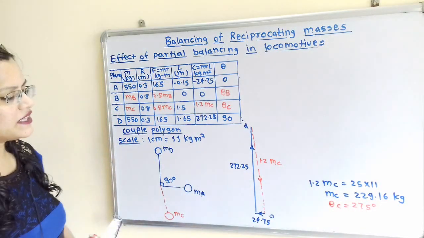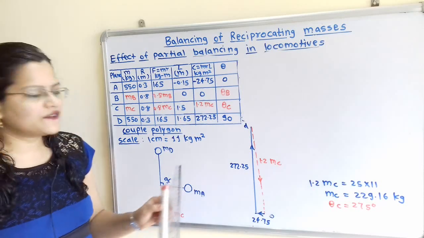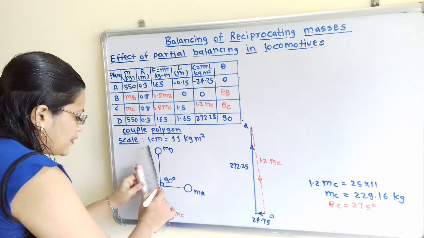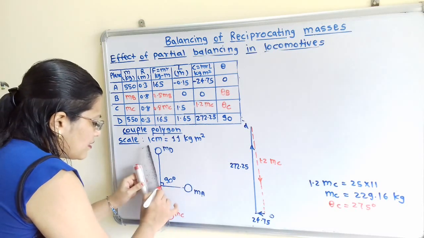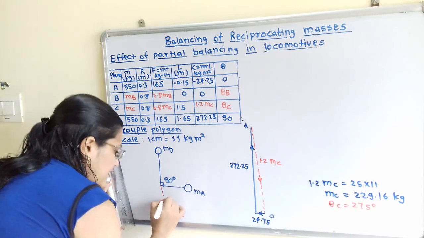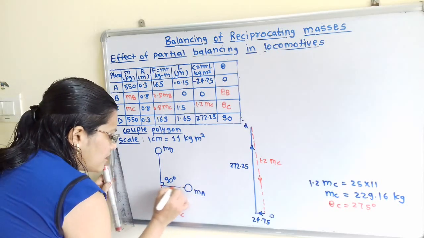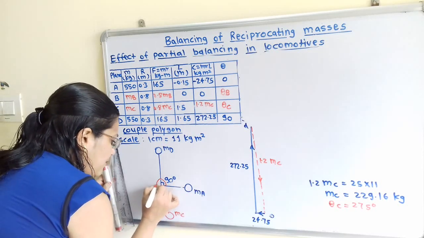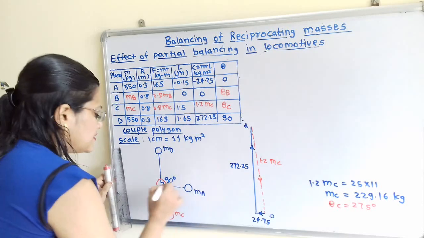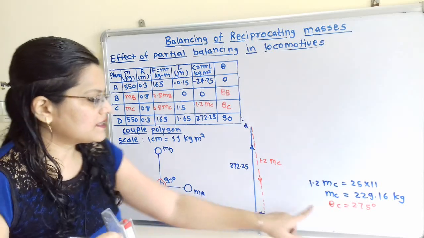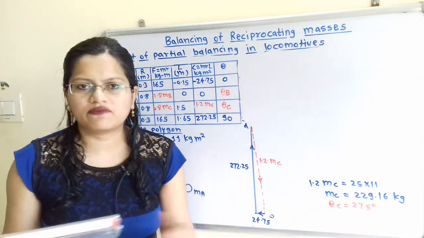Now how to measure the angle? I will transfer this line as it is in this diagram. So this is the direction, in the downward direction we have to show, and we have to measure the angle from this 0 degree. If I measure this angle, it is equal to 275 degrees. So theta C is equal to 275 degrees.